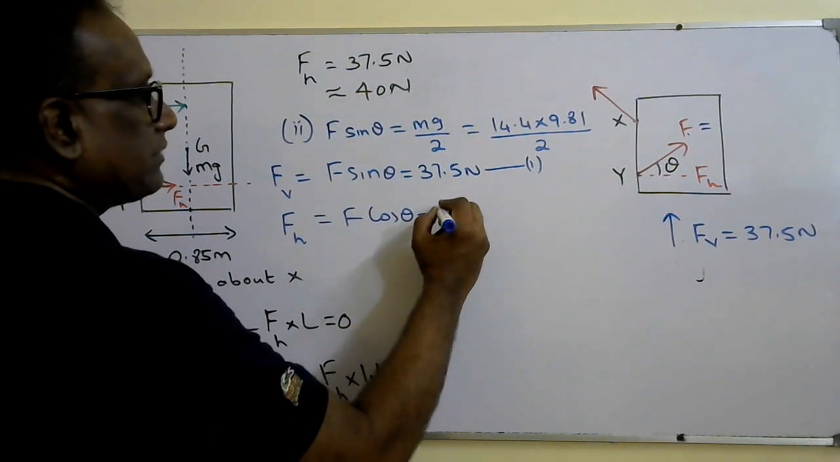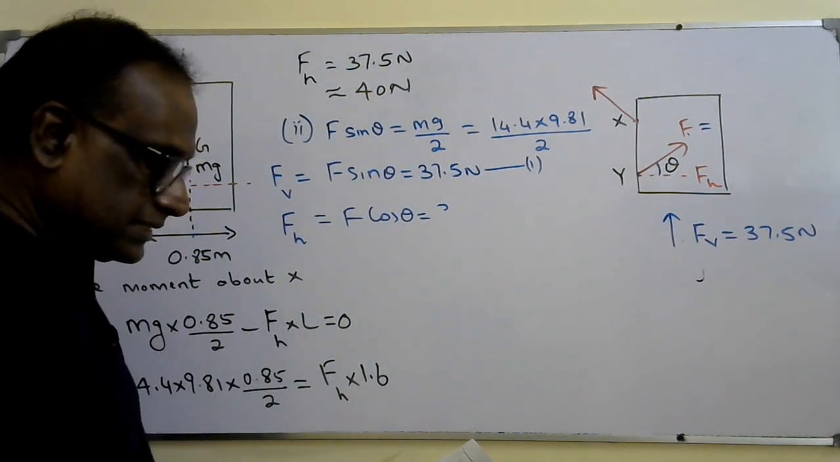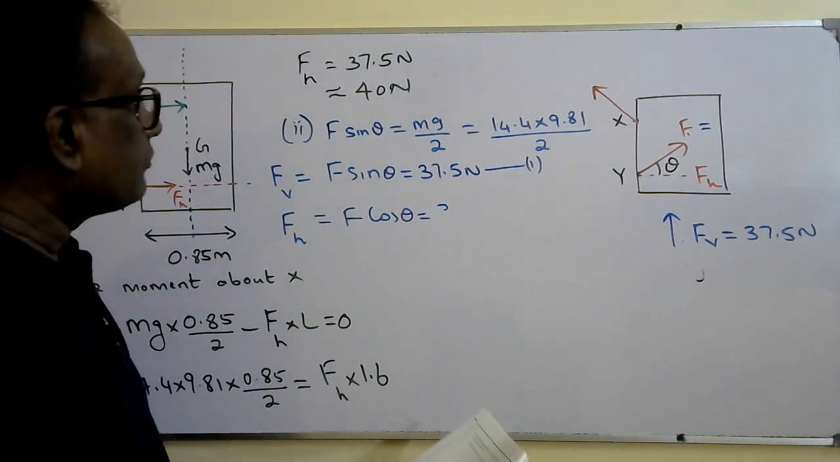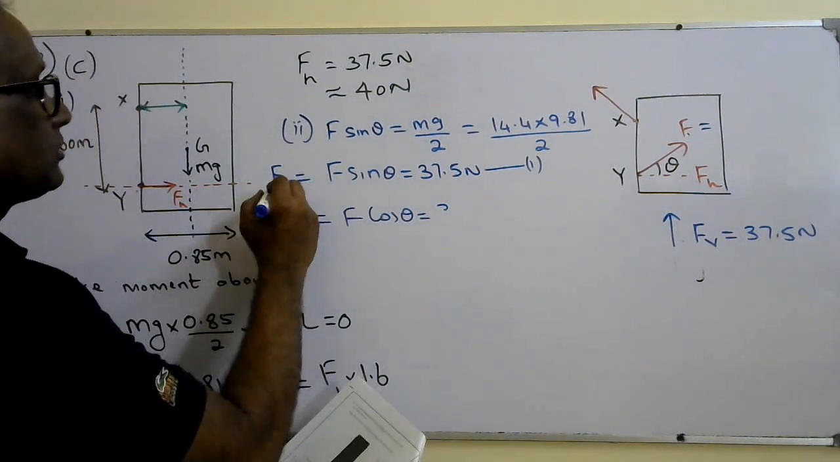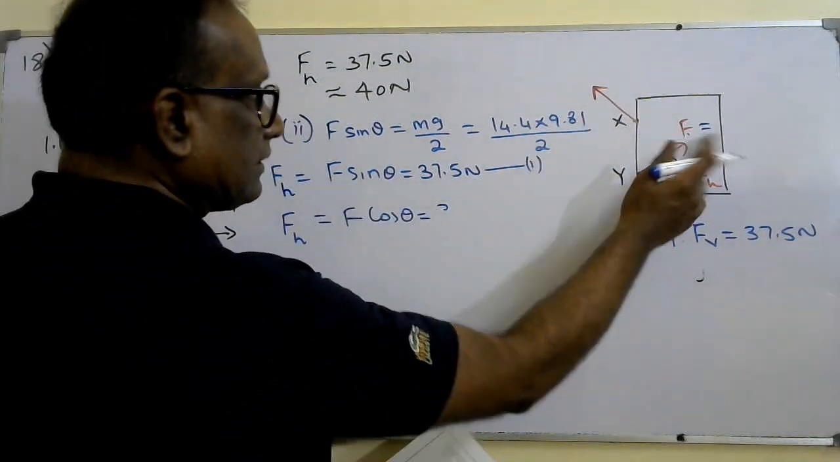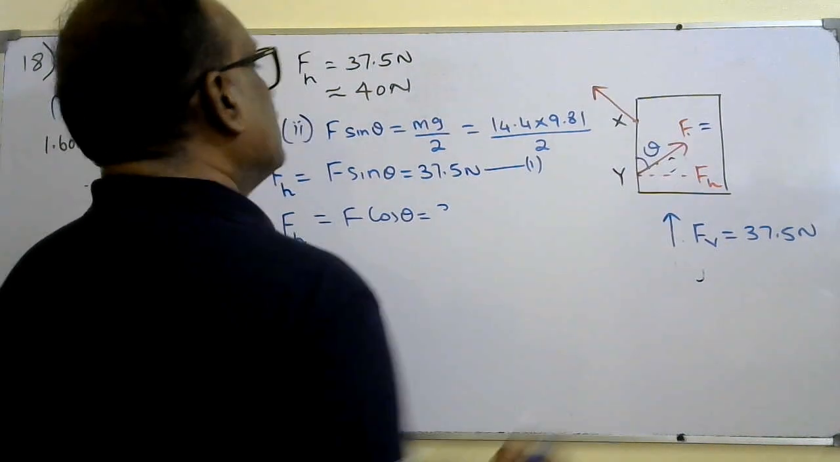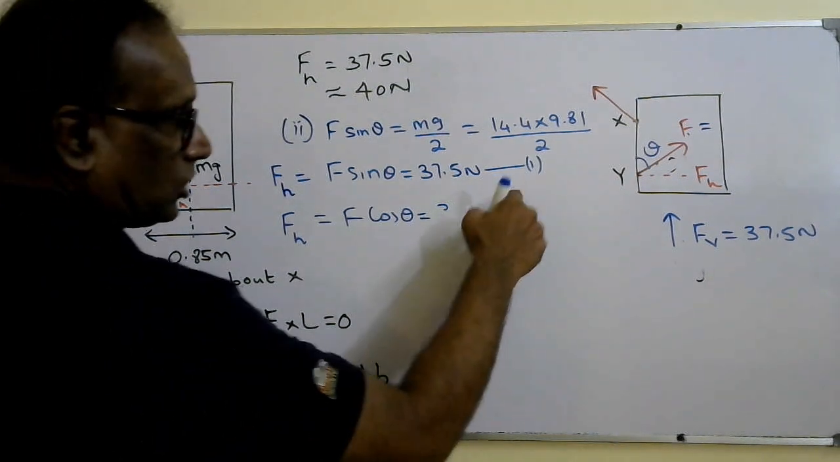Sorry, I think I made a mistake. Fh is the horizontal component that I already found, and that is F sin theta, because theta is measured with the normal. Here is the normal, and theta. So F sin theta is 37.5, that we know already. That is the horizontal component.